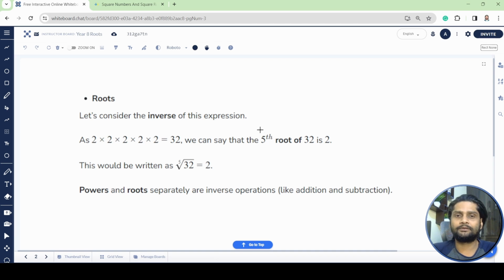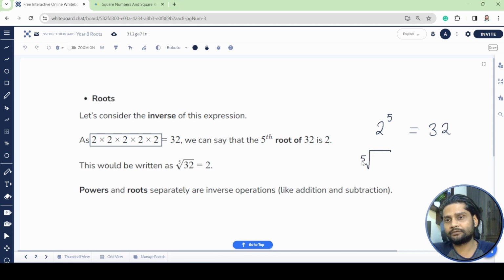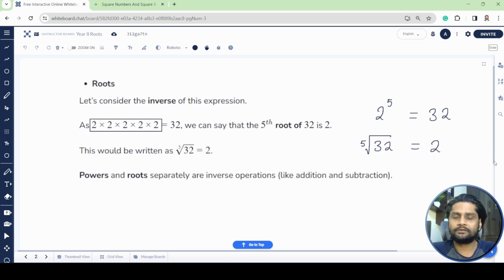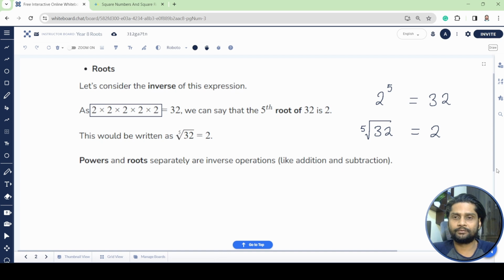Now, let's try to understand this first. Let's say we have an expanded expression for an exponential form. Let's say 2 gets multiplied 5 times. So we can represent this as 2 raised to the power of 5. Or I can also say that 2 raised to the power of 5 is equal to 32 when I simplify that. So students, in other words, I can also say that if I take the fifth root of 32, that's going to be equal to 2. So the theory is roots and powers are just the inverse operations of each other.